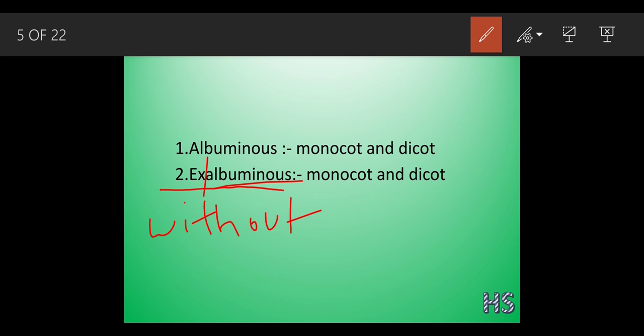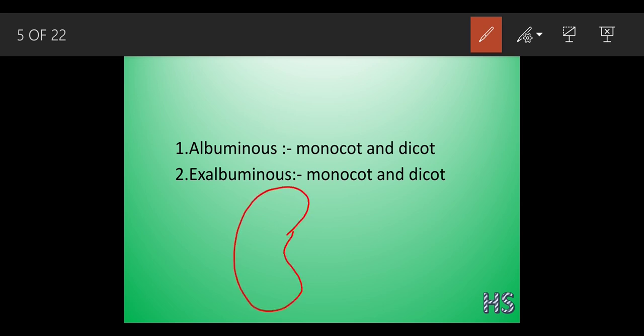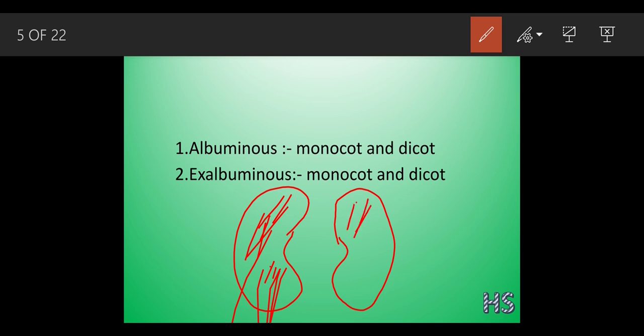See here in the structure. If you look at any of the bean seeds, what is the structure? It's something like a kidney. They store up the food. How do they store up the food? Exalbuminous means without the endosperm, without the nourishment.